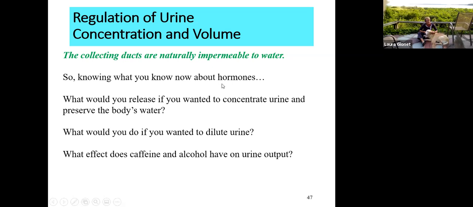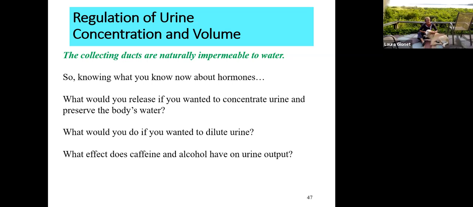All right, so knowing what you know now about hormones, what would you release if you wanted to concentrate your urine and preserve body water? Well, that would be the first hormones in red: antidiuretic hormone, aldosterone, and renin. What would you do if you wanted to dilute urine? Like, what hormone? It would be the opposite, the one in blue, atrial natriuretic peptide.